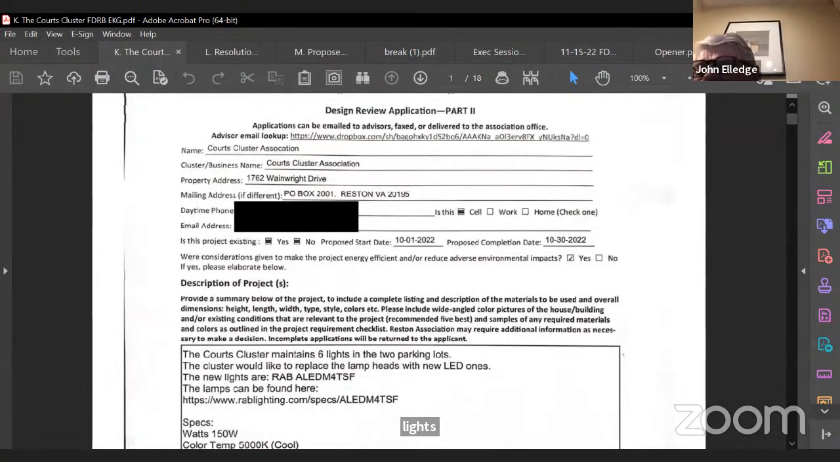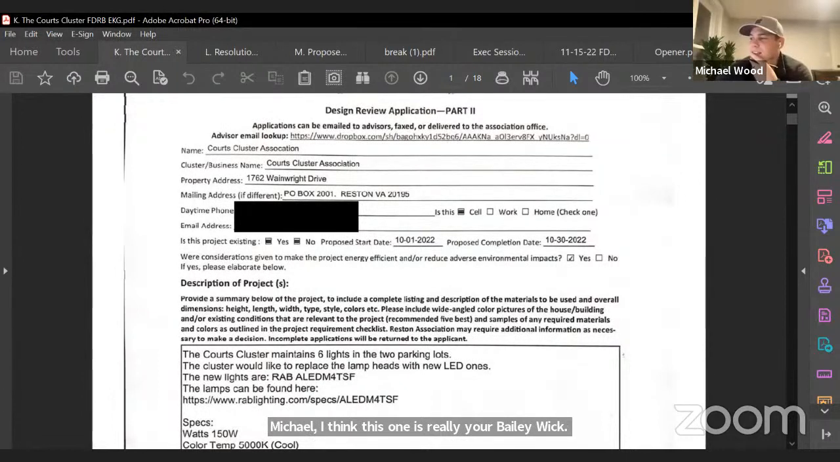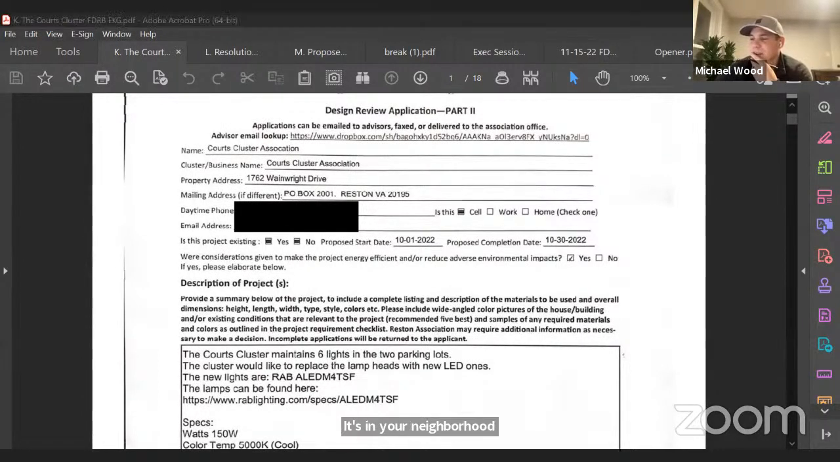Michael, I think this one is really your bailiwick. It's in your neighborhood. Yeah, I know. This is one cluster I haven't lived in on Wainwright. So I've lived in pretty much every other place on Wainwright except here.